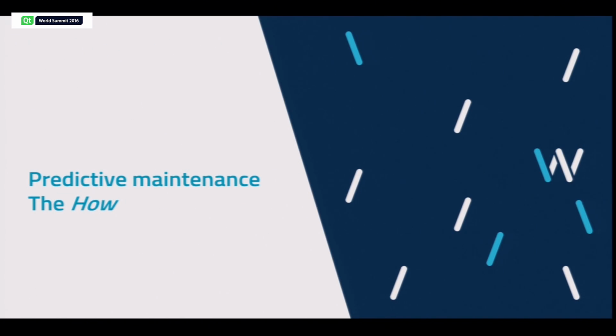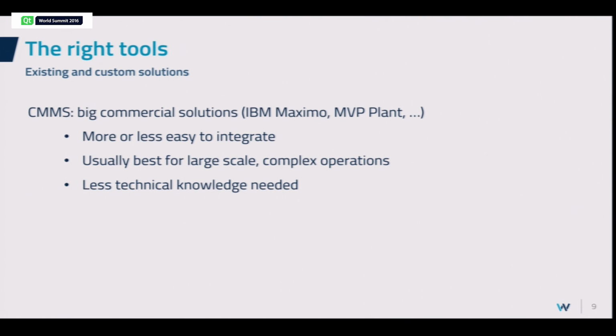All right, let's see a bit more in detail how to do that. So there are two big ways. The first one is with big commercial solutions. This is not the way that we will explore today, but a lot of big turnkey solutions exist already, more or less easy to integrate, and usually best fit for big scale operations and complex solutions. And of course, less technical knowledge is needed.